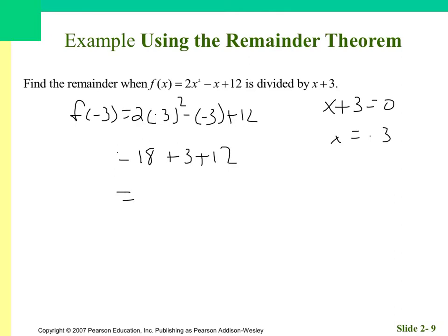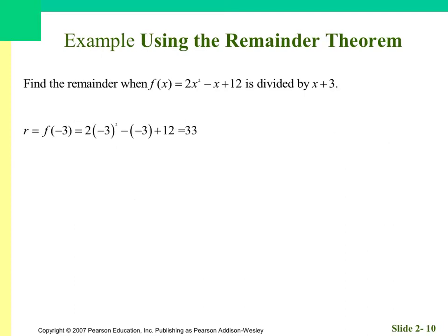I get 21, 33, so the remainder is 33. Let's see. It's possible I made some mental math errors. Let's see. Oh, there we go.